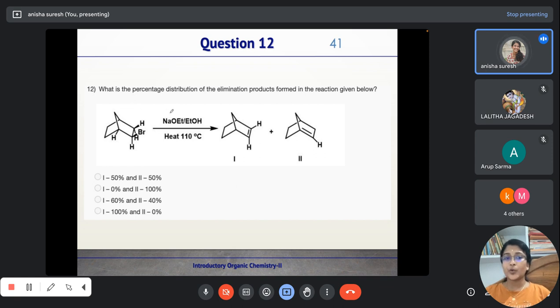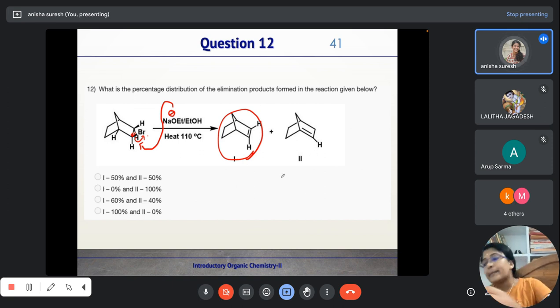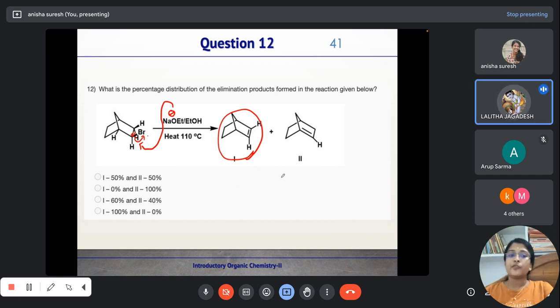Here this NaOH is a base. It can abstract this proton. It will remove this and this product will be formed. And if this proton is abstracted, they have shown it can lead to formation of a double bond here. And it will lead to formation of this two. So what will be the percentage distribution of these products? Fourth option.